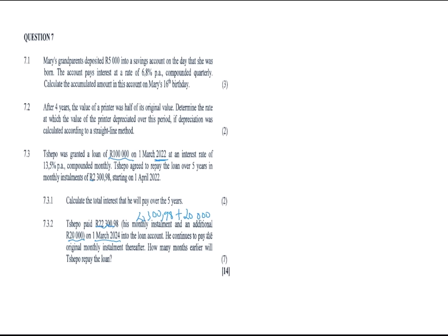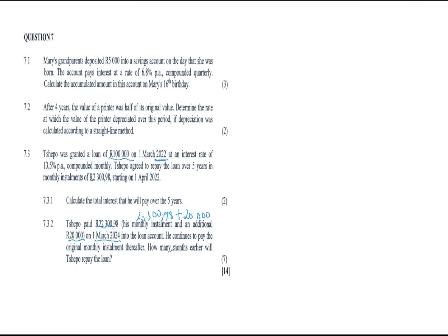Into the loan account, he continues to pay the original monthly installments thereafter. So after that 20,000 lump sum, he still continues to pay the 2,300.98. Now, first, let's understand what is being done here. So Tepo is just trying to amortize the loan in a shorter period, right? He's trying to pay off the loan in a shorter period. So that's why now he's throwing in the 20,000, to save himself from interest and also not to take this whole loan for the whole 5 years, right? So he's trying to complete it in a much shorter time.